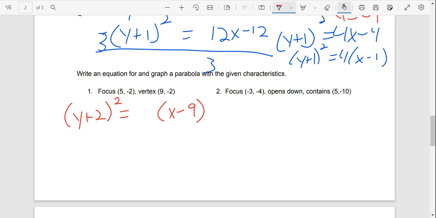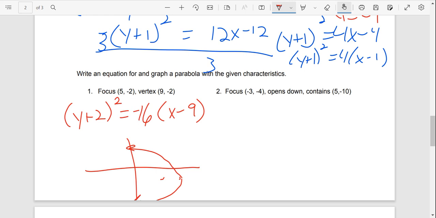Now, what's p equal to? Well, remember, it's the distance from the vertex to the focus, and you travel -4 to get from the vertex to the focus. So 4 times -4 gets you -16. So we have our equation there. If we're graphing that, vertex 9, -2, so somewhere over here. Focus is over here. And then we're going to have a pretty wide graph. Okay, and then the other one, focus opens down and contains 5, -10.